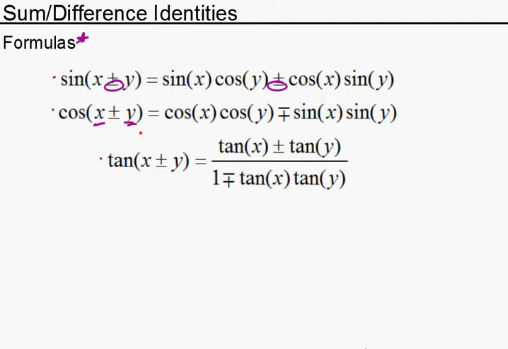Cosine's the same thing, first place, second place. So if I'm doing cosine of x plus y, it'll be cosine of first, cosine of second, minus, be careful with that, make sure you use the right one, sine of first, sine of second. So just be really careful when you look at the values.